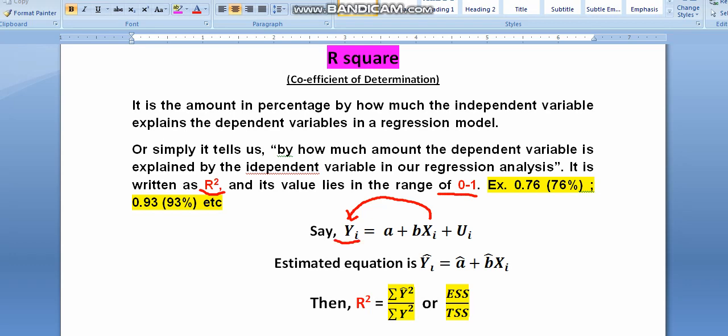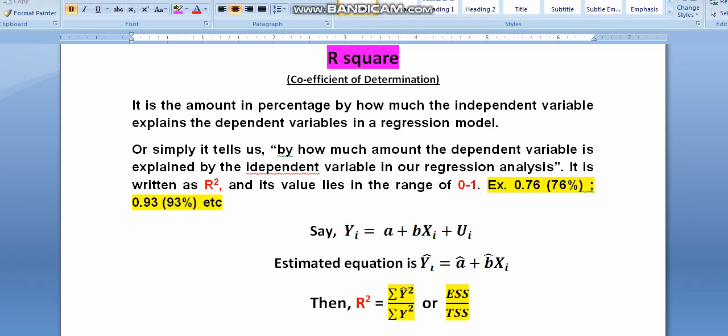Alright. Our basic aim in regression is to find out how much the independent variable is explaining the dependent variable, or how much it is affecting the dependent variable. To measure that, we have the R square, or the coefficient of determination.